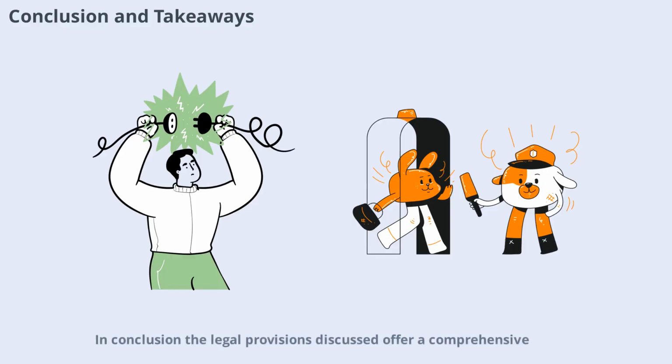In conclusion, the legal provisions discussed offer a comprehensive framework for addressing offences against public health, safety, decency, morals, and property. They balance individual rights with collective interests, ensuring justice and protection for all. By staying informed and vigilant, we can uphold these values and contribute to a safer, more ethical society.